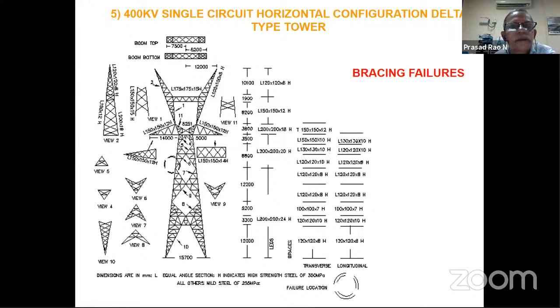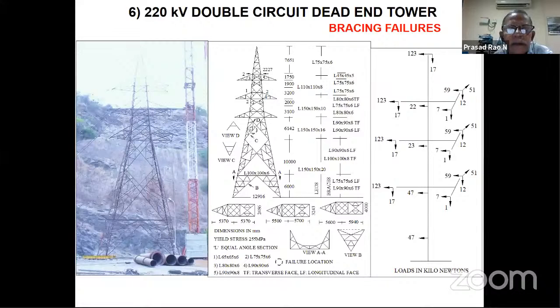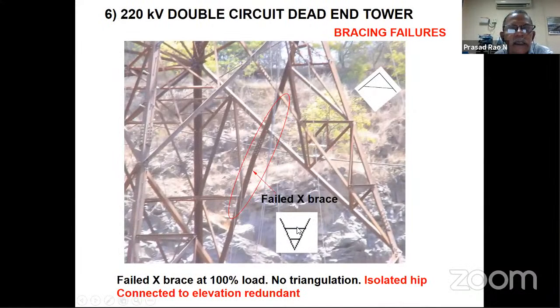Okay, this is the 220 kV dead end tower. It's a typical failure, how it will fail. See here, the bracing has sufficient strength according to the designer, according to code. The problem is here, hip bracing has been provided as an isolated hip bracing, 2 bracings at 2 places, at top corner and bottom corner. And there is no triangulation in the hip bracing. Because of that, this has failed.